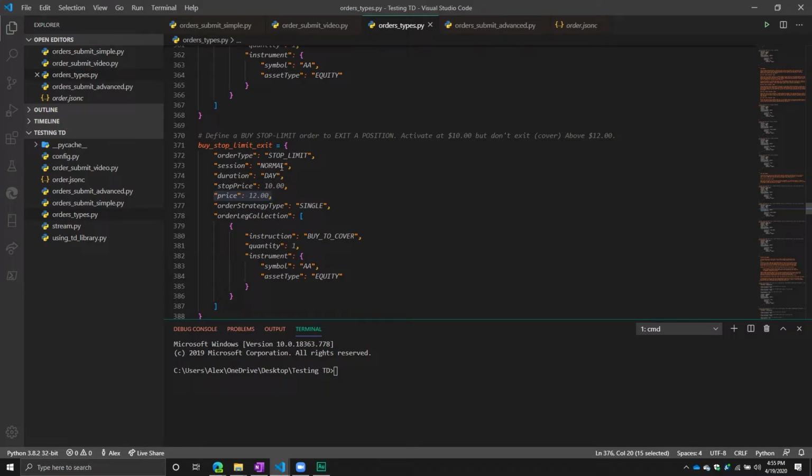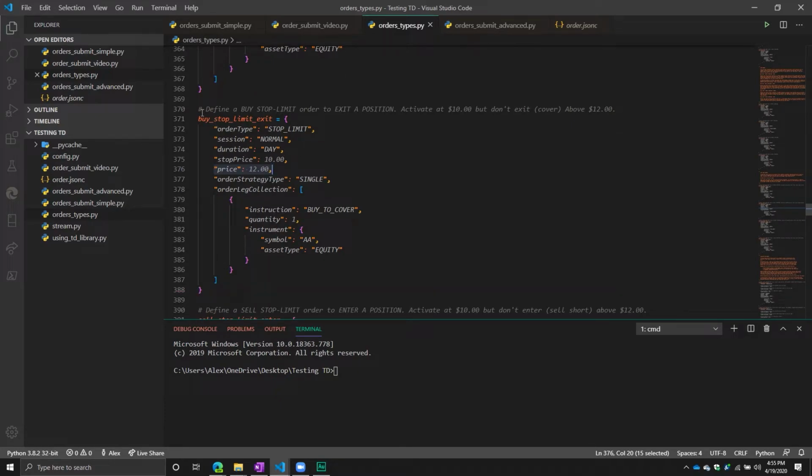don't necessarily fill that order. It could also be another thesis too, which is like, oh man, it just jumped right up. Like it's probably going to go back down, right? That's the idea. So that is a buy stop limit to exit a position.